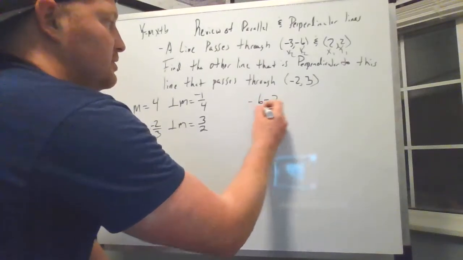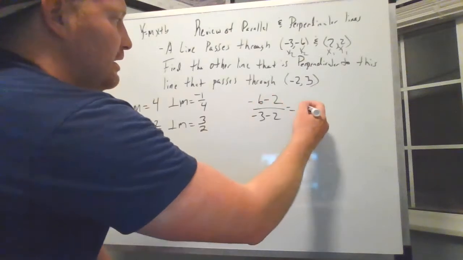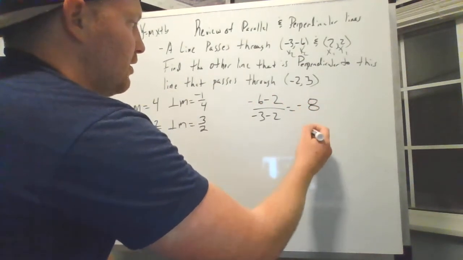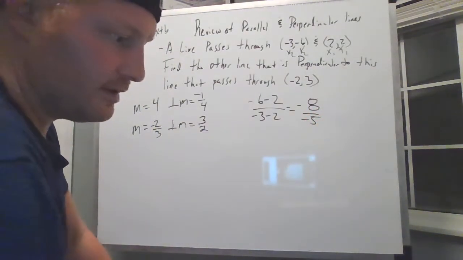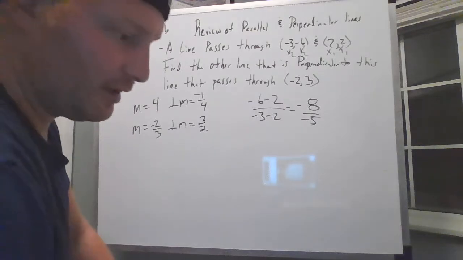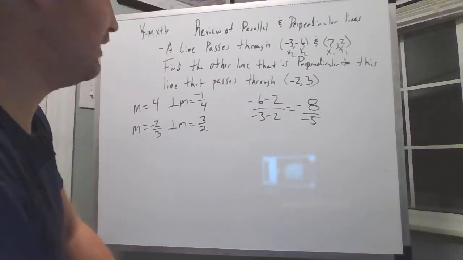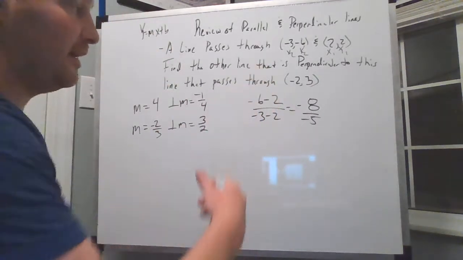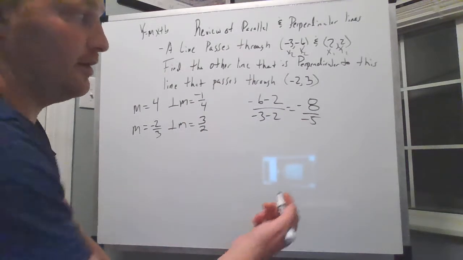Negative 6 minus 2 over negative 3 minus 2. I'm going to get negative 8 over negative 5. This did not go as planned. Negative 3, negative 6, 2, 2. Okay, well, whatever. It doesn't make a difference. It's going to be a fraction, a hot mess, but we'll leave it as this.